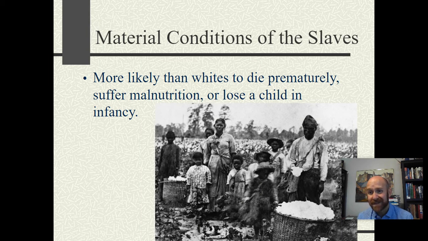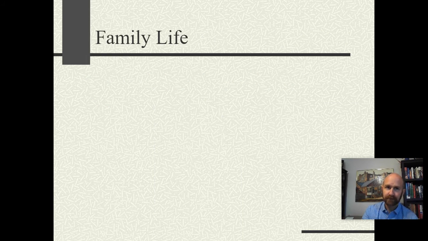The average white Southerner's life expectancy, however, was not long. Right, I mean, it was in their 30s. I'm 39, so I would be pushing the end of my time. And that's, again, because of poverty and malnutrition and lack of medicine and medical care and whatnot. But slaves clearly had it worse.